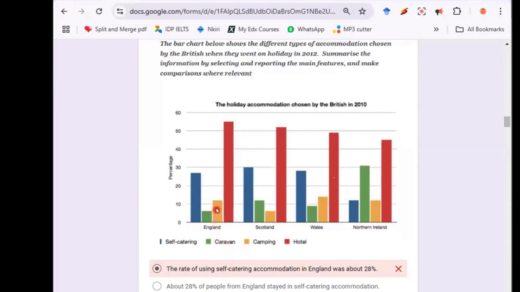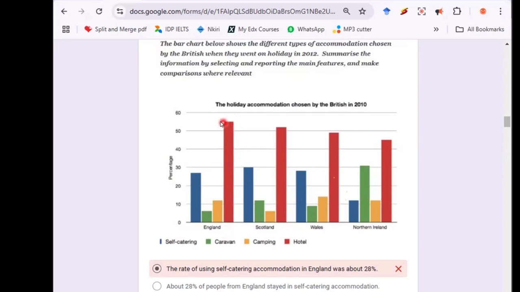Yellow line represents camping. That's about 11%, or let's say 10% of the British from England stayed in camping. Very, very important. Good use of interpretation of percentages. I hope you are following me. And then the red one, that is the biggest. That's about 55%. So I'll say that what? 55% of the British from where?